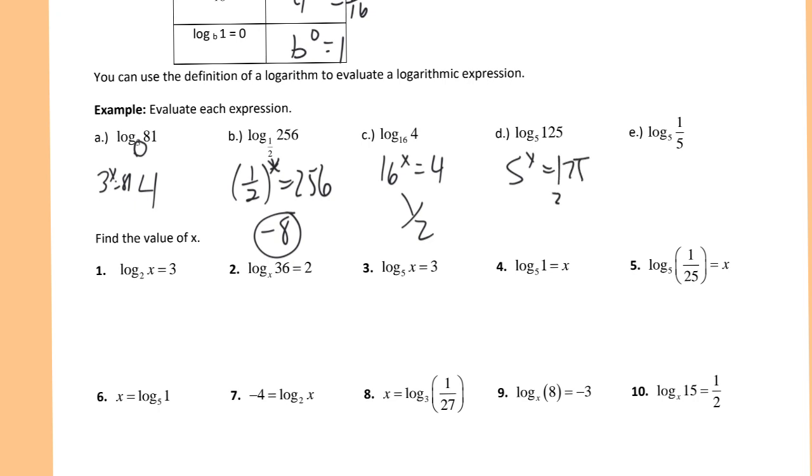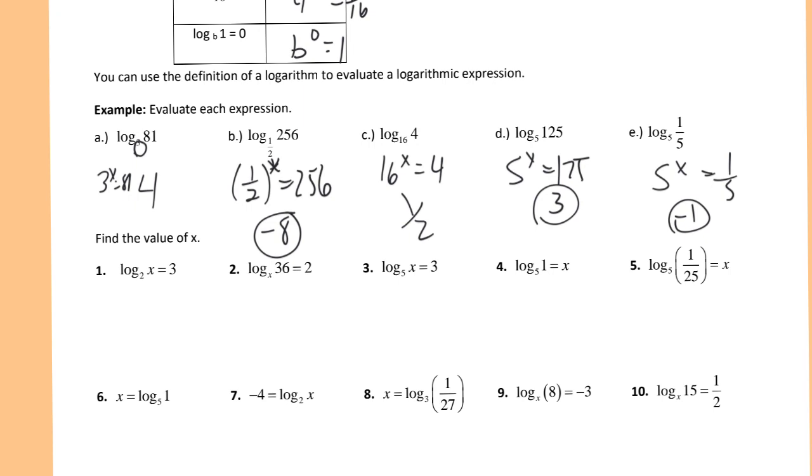Okay, that's easy. That's going to be 3. And then this one, 5 to the what gives you 1/5? Well, -1. Okay, think about what is in your power. The next couple: 2 to what power is 3? But 2 to the third power is what?